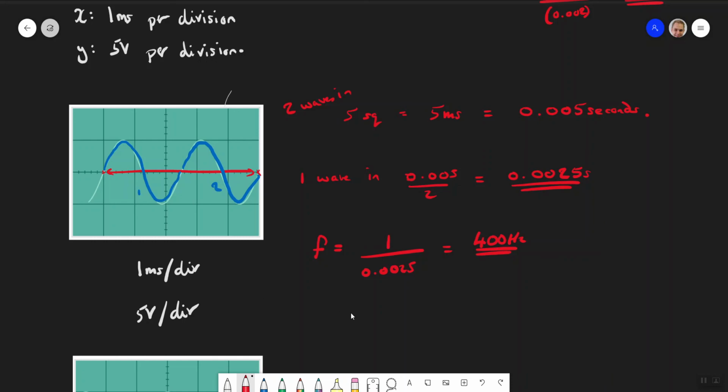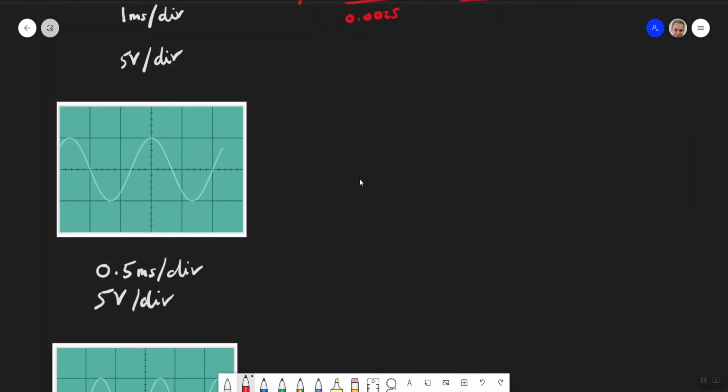Okay. Another one. This time we've got 0.5 milliseconds per division. So what's the best way of doing that? There's 1 wave, but it hasn't ended nicely in here, but I can then add this other half. So I've got half a wave, full wave, 1.5 waves. How long? 0.5 milliseconds per division, so I've got 1, 2, 3, 4 squares, 4 times 0.5 milliseconds. So that equals 2 milliseconds.